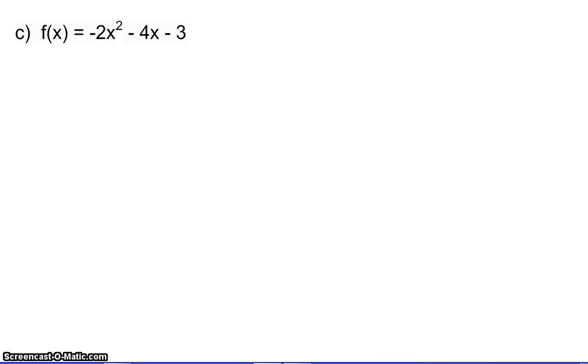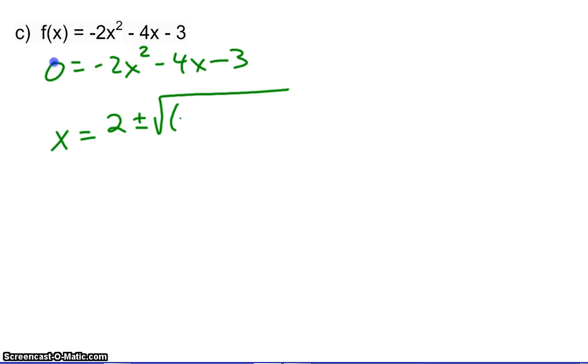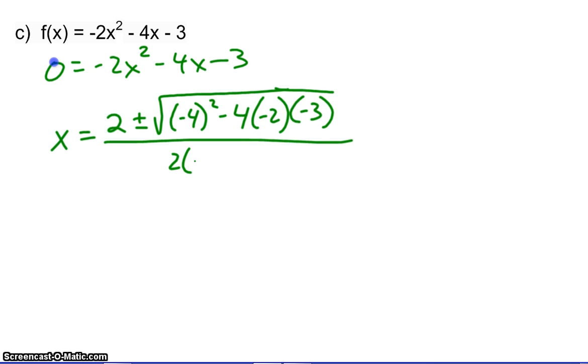Let's take a look at one more example. Negative 2x squared minus 4x minus 3. Let's go ahead and take a look to see if we can factor this. And after looking at this and trying to factor it, I can't find a way to factor this, so I'm again going to go with the quadratic formula in order to solve for our x-intercepts. So when I plug this in, go ahead and take a look and make sure that you have it plugged in correctly.